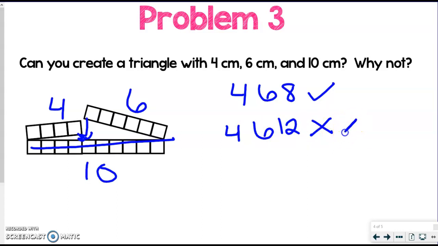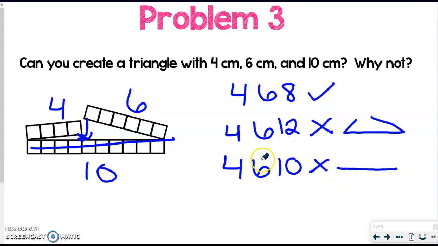It was just a little too short. Even if we rotated it, they were never going to meet. So this one did not make a triangle. Then our last example on this slide was 4, 6, and 10, and again, it did not make a triangle. They ended up making a straight line, right? If it folded down, it would make a straight line.